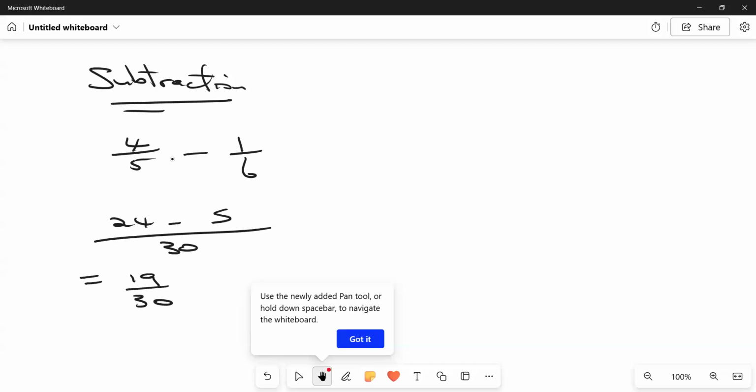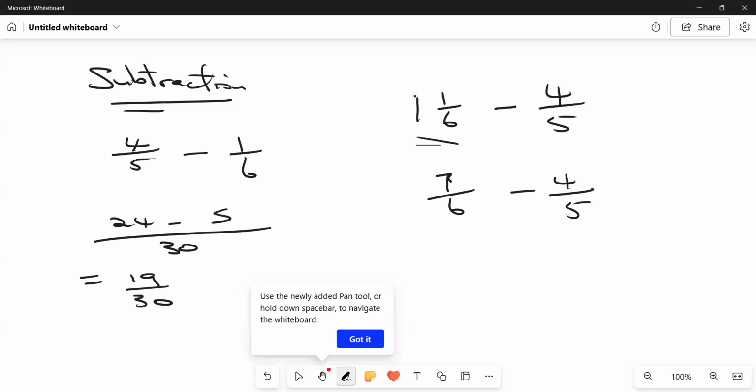Let's deal with a mixed number. So let's do it this way. Let's say 1 and 1/6 minus 4 over 5. Look at that. So I'm gonna do it two ways. What we could do is change this to an improper fraction. So you get 7 over 6 minus 4 over 5.